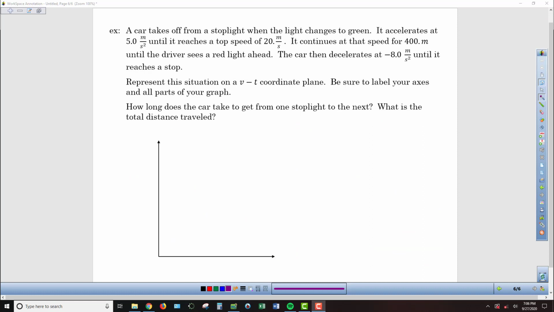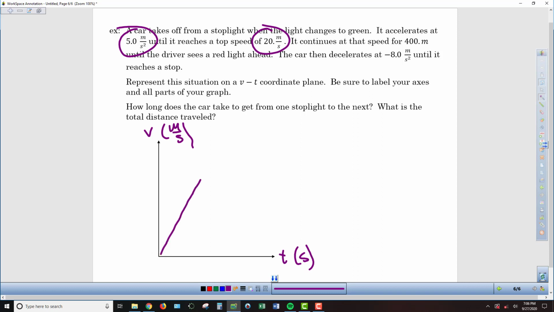So here we have a second example where we will be using a velocity time diagram. So we have the same units, meters per second and seconds, as our 2 labels on our 2 axes. This time the information that we're given is a little bit different. So at first we're told that our car accelerates at 5 meters per second squared until it reaches a top speed of 20 meters per second. So with a linear acceleration, what that means is the slope of this line is going to be 5 meters per second squared, and that we're going to top out at 20 meters per second.